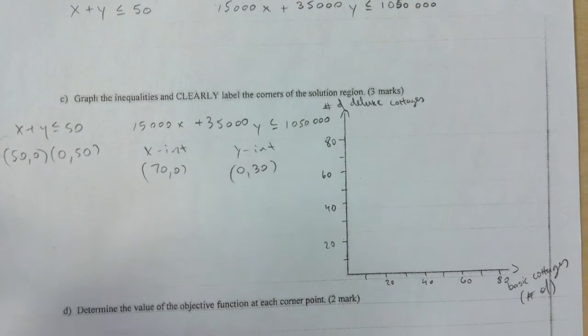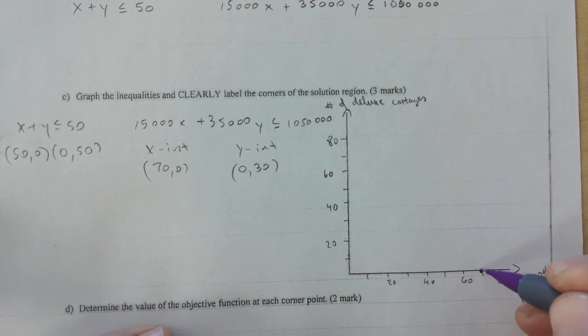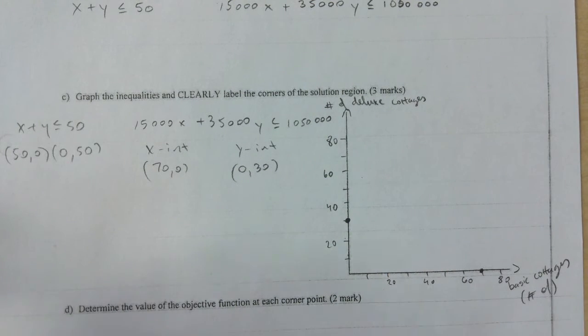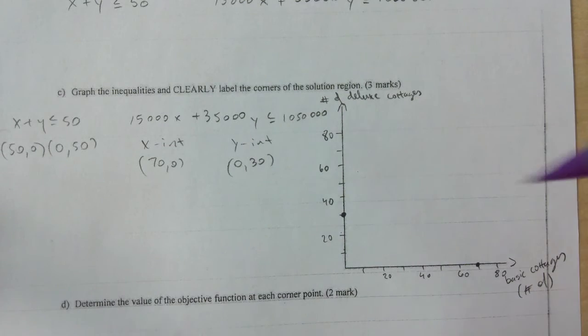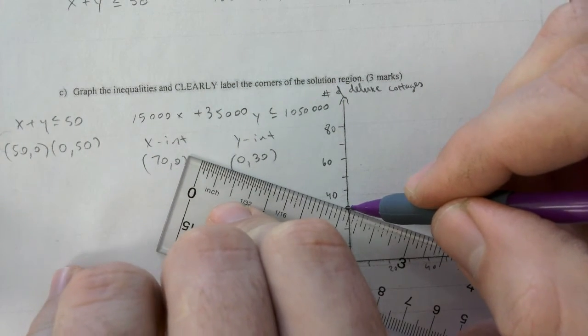Okay, so there's my grid. I'm going to go 70, 0, and 0, 30. And I'm going to grab my ruler. Please use rulers for your graphs whenever you submit.